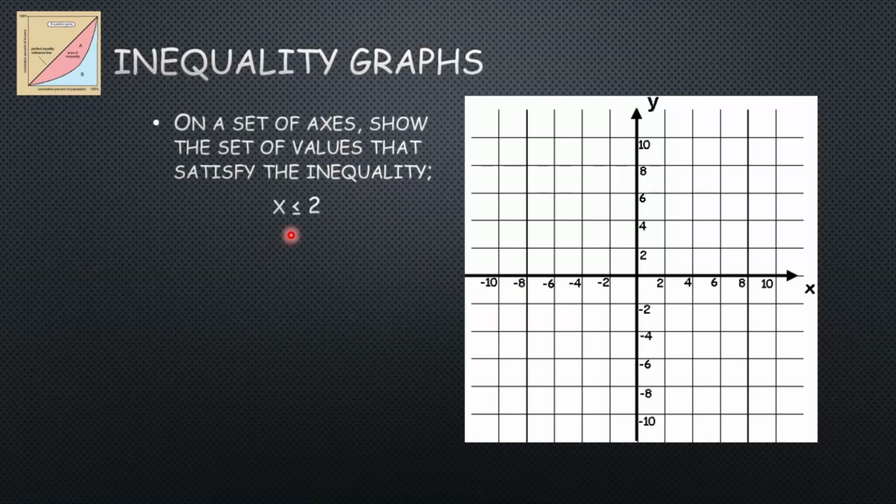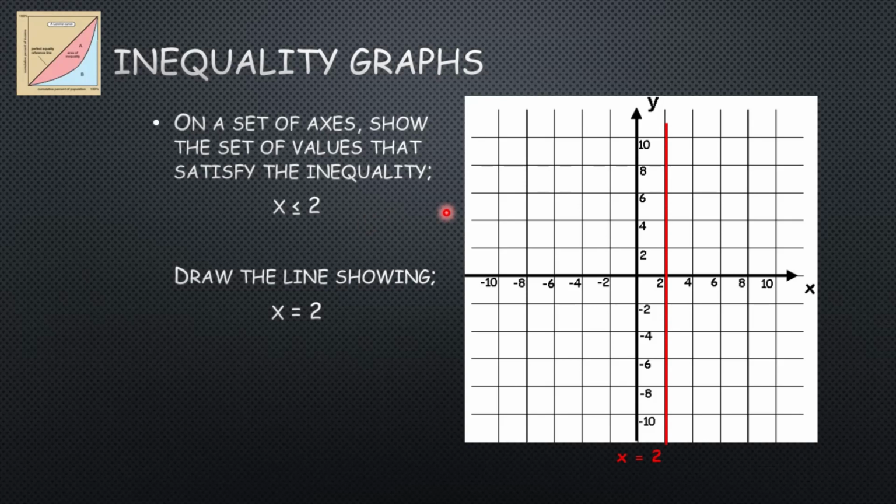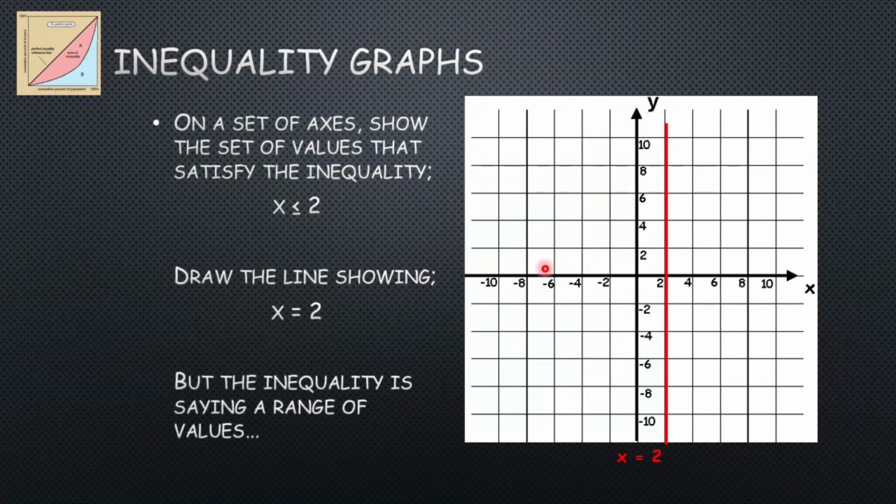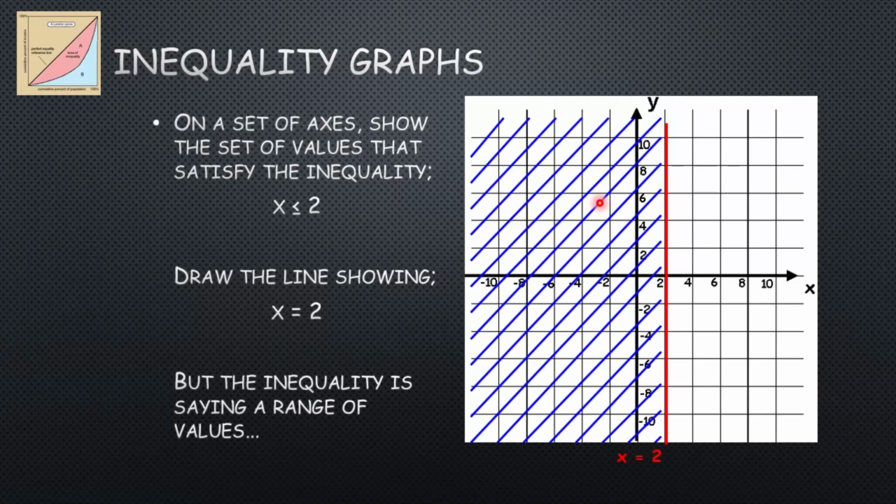First we have the inequality x is less than or equal to 2. We first draw the line x equals 2. That is the line showing in this graph. Then we look at the sign of the inequality, which is less than, so x is less than 2, and the shaded region will be on this side. So that's it, and we have drawn our first inequality graph.